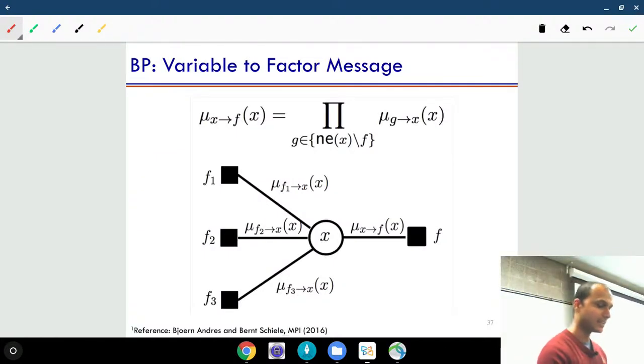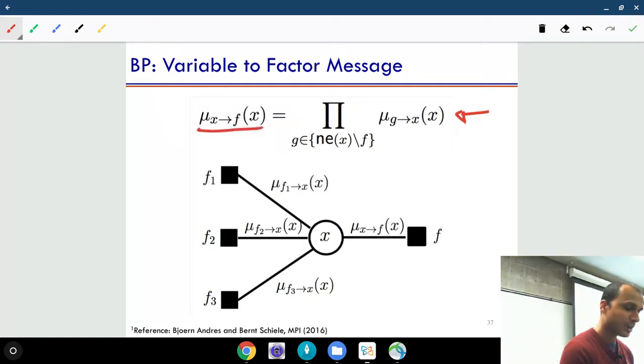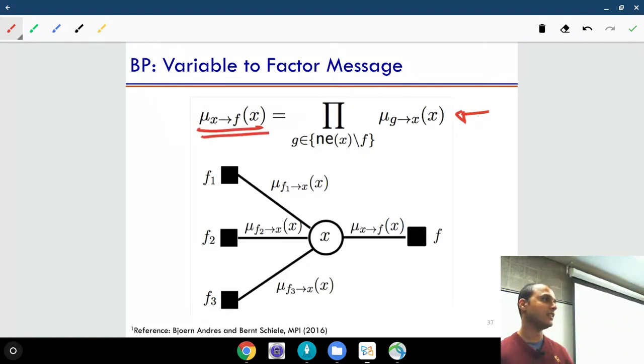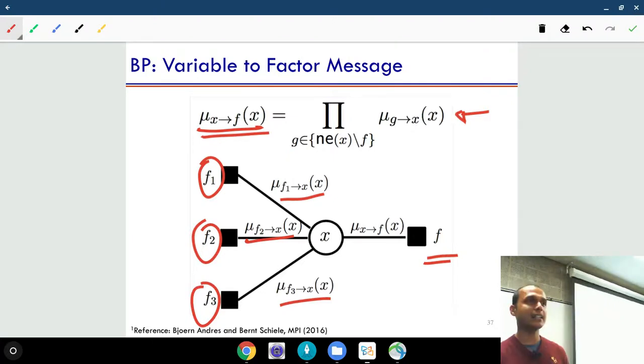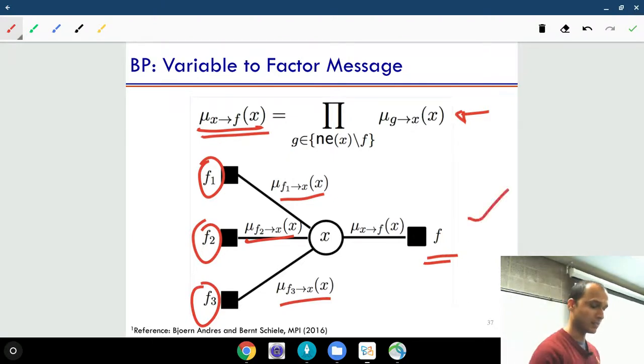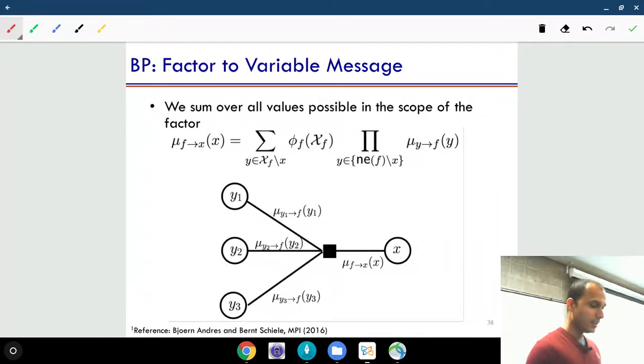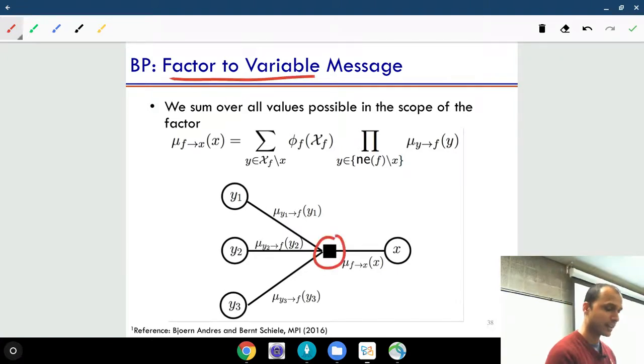Next part, the same expression that I had 3 slides ago, but more in picture format. The message from a variable to a factor is going to involve all the other factors that it's connected to, let's say F1, F2, and F3 in this case. If it wants to send a message to a target factor F, then get the messages from these 3, multiply them together, and pass it forward. Just a recap of this. Is this clear? Now the message from a factor to a variable is the same thing.